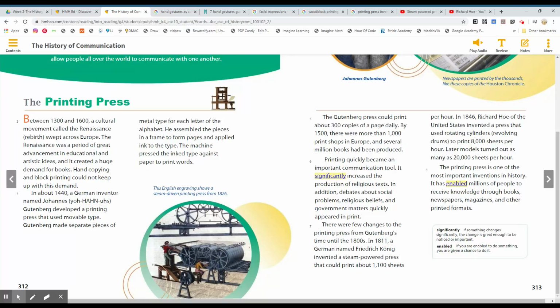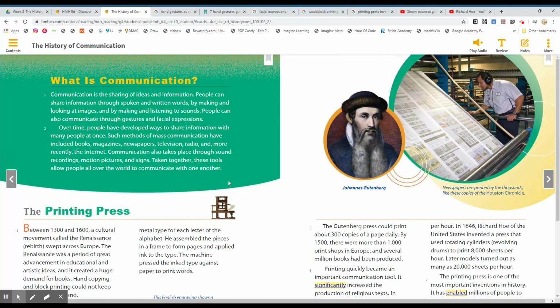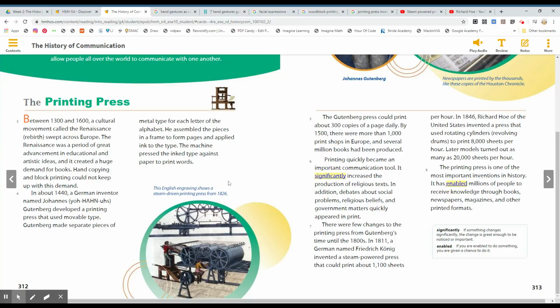Do you think we're still printing lots of newspapers and books as they were in the past? Or do you think that because of the new technology we have, fewer and fewer people are printing and buying newspapers? What do you think, boys and girls? Think about it. Thank you, boys and girls.